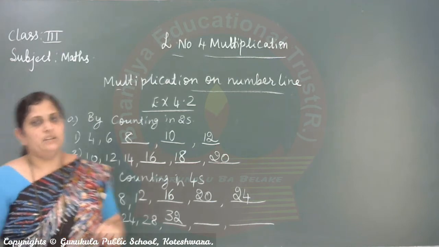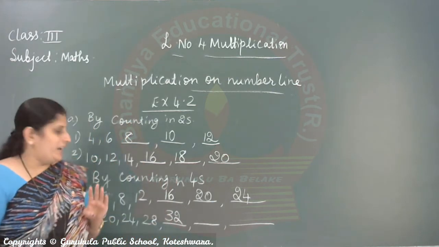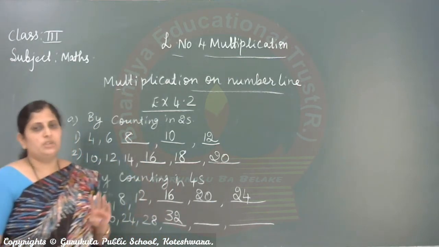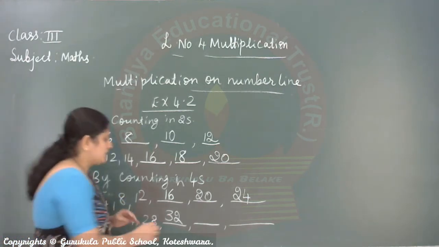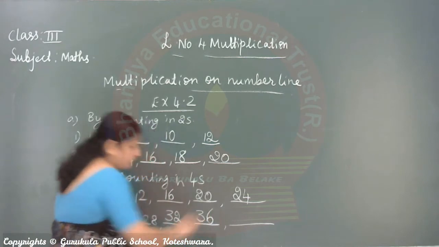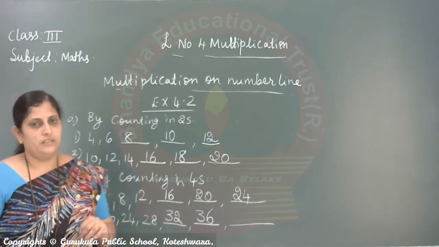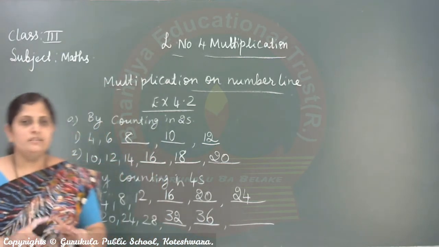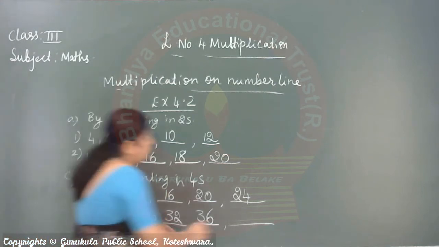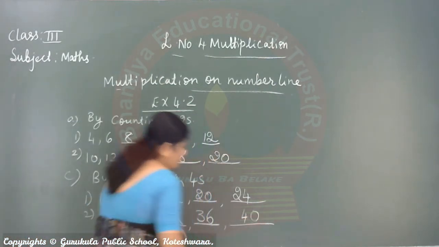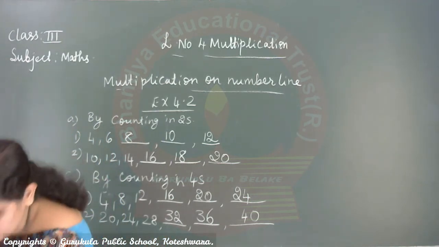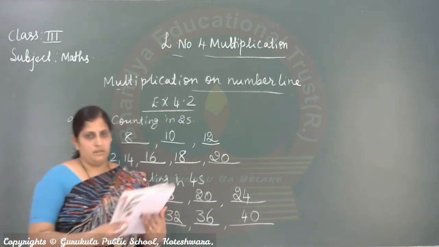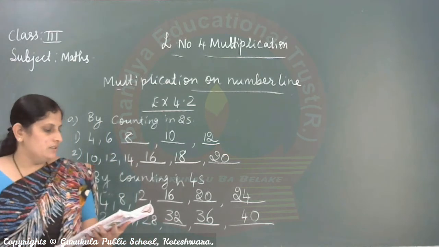Now next, again you take in your hand 4 and count 4. 32, after that 33, 34, 35, 36. Correct? Again after 36 you count 4: 37, 38, 39, 40. So in this way you have to count, whichever number is given, and count forward from that number. Now let us see the D and E questions.